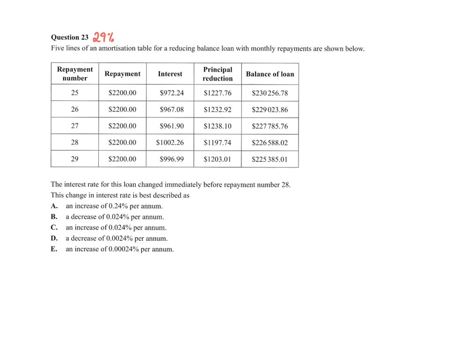Okay, the amortization for a reducing loan with monthly repayments is shown. The interest rate for this loan changed immediately before repayment number 28. So at 28, this is where the rate has changed, somewhere there. The change in the rate is best described as what? Now, if you have a look, this amortization table is monthly, but they want your answer per annum. So let's just be really careful with that.